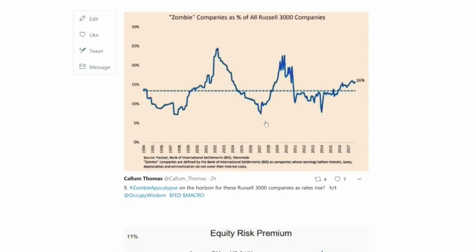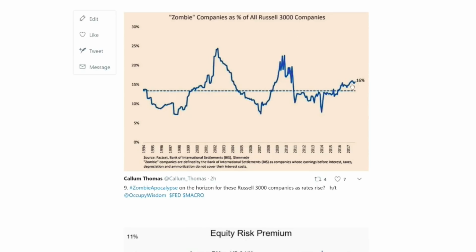Moving on, number 9, zombie apocalypse on the horizon. This one is showing you the percentage of the Russell 3000, so that's not the Russell 2000, this is a broad index. If you think about the Russell indexes, there's the 1000, which is the large caps, the 2000, which is the small caps, and then the 3000 is all caps.